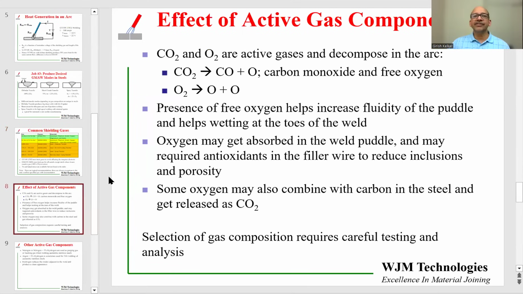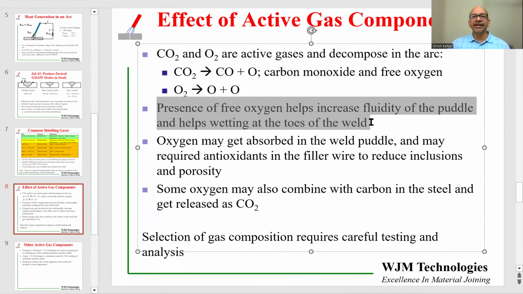Now, how do active gas components actually work? The active gases, like CO2 and oxygen, actually decompose. The energy of the arc decomposes the CO2 and oxygen, and CO2 breaks into carbon monoxide and oxygen, so you get a free oxygen atom, and oxygen also breaks into 2 oxygen atoms. These free oxygens help to increase the fluidity of the puddle and help wetting of the toes of the weld. One of the main reasons we have to use active gases for MIG welding of steels is that oxygen helps to increase the fluidity of the surface of the molten metal, helps to stabilize the center of the weld, and helps to wet the toes at the edges of the weld.